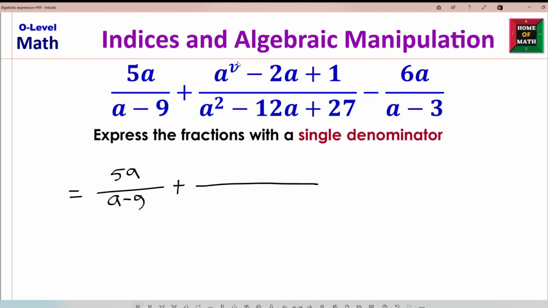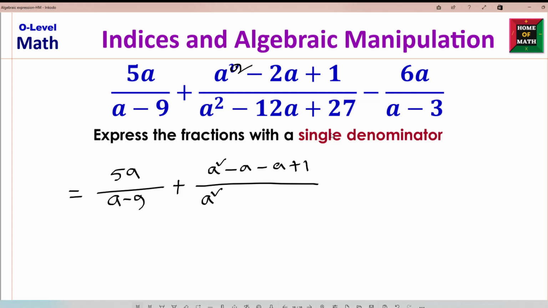Plus here is a square. This one is a square. A square minus 2a plus 1. This one we can write as a square minus a minus a plus 1, just factoring. Minus a and minus a means 2a, and here the coefficient is 1. 1 into 1 means 1. So here is also a square.